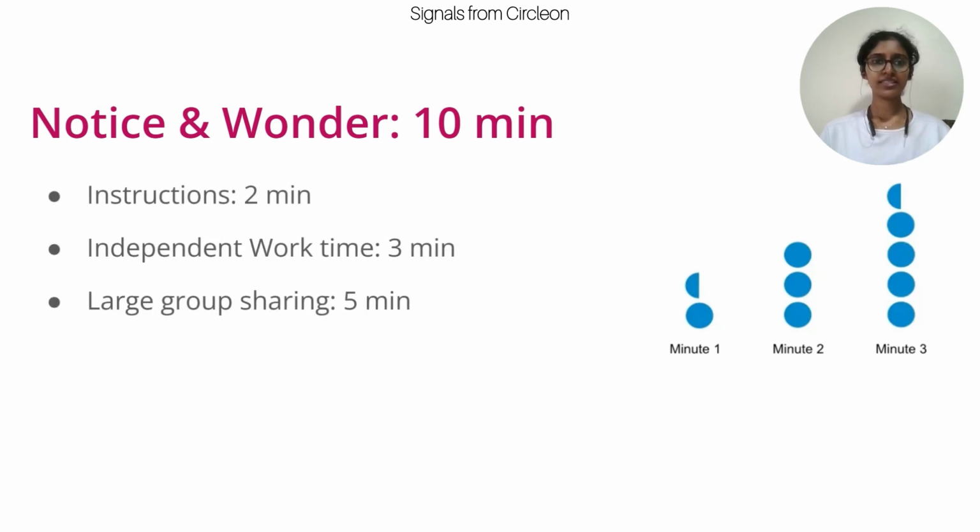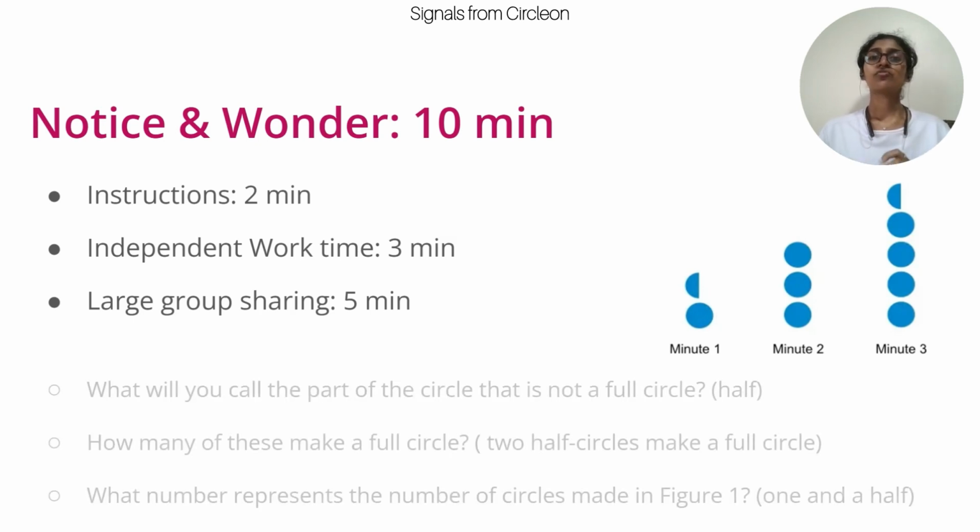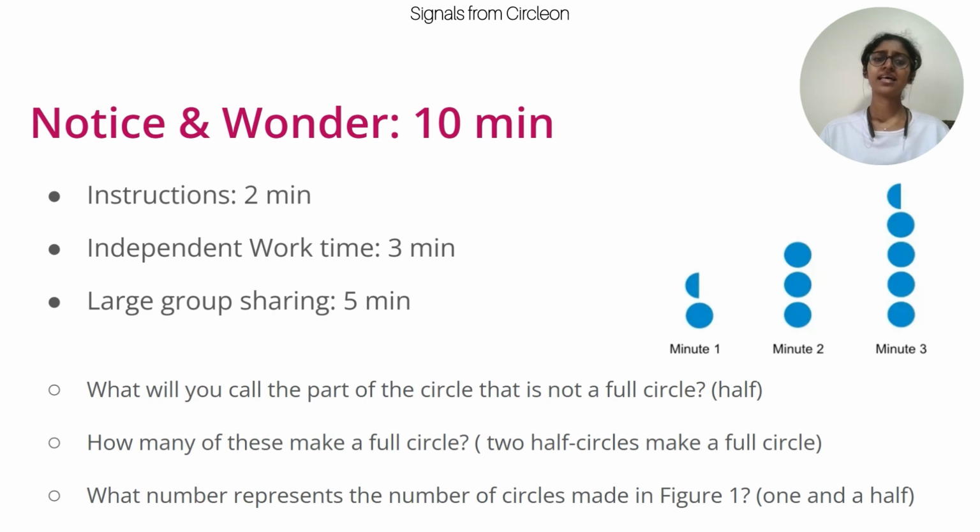By the end of this section, during the large group sharing, make sure that all of the students align on the same terms for how they describe the signals in each minute. For that, ask them questions like: what will you call the circle or part of the circle that is not a full circle? You call it a half circle. And what makes a full circle? When two half circles come together, they make a full circle.